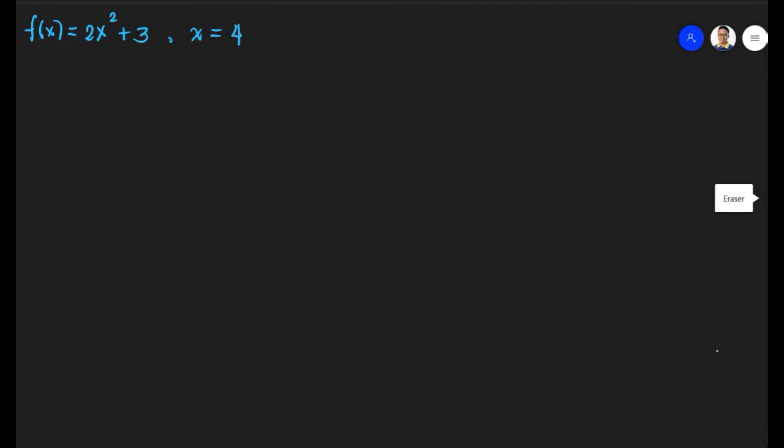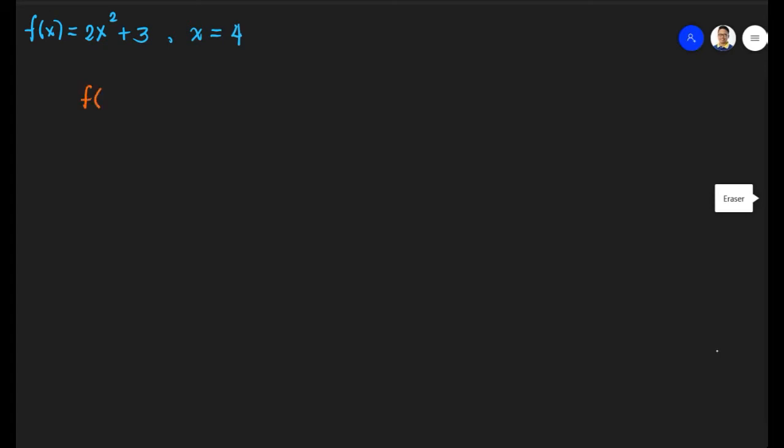Today we are going to learn how to evaluate a function. Let f of x equals 2x squared plus 3 be our function and x is equal to 4. We are going to find what would be the value of the function when x is equal to 4. This is very easy, guys, because the only thing that we are going to do here is to substitute the value of x equals 4 into the function model and simplify it. So let's start with our solution.